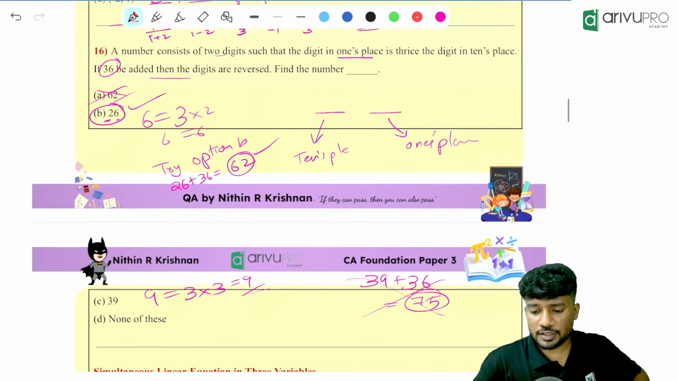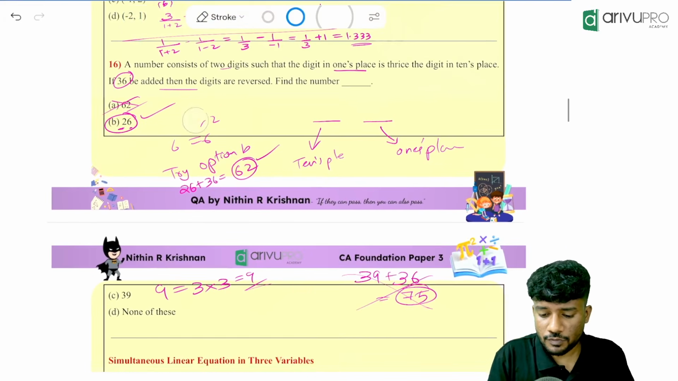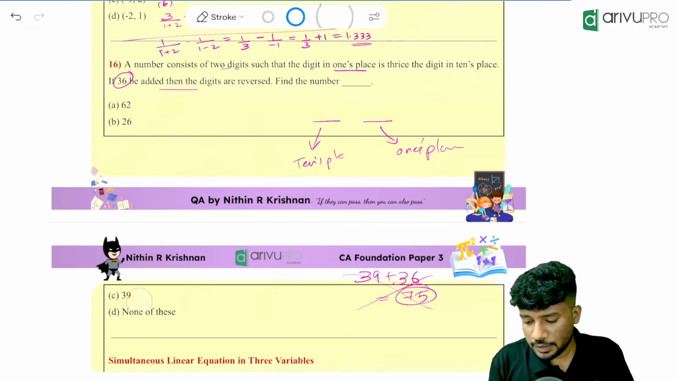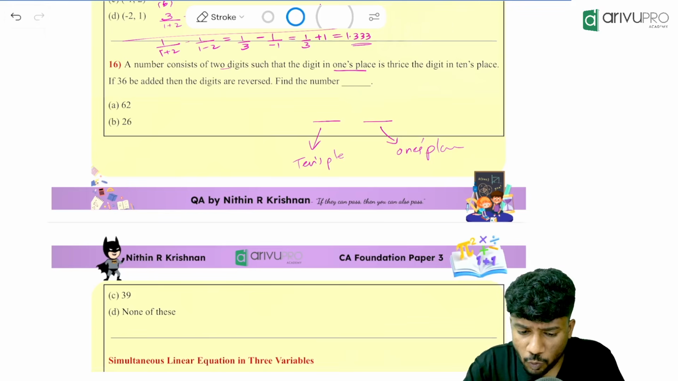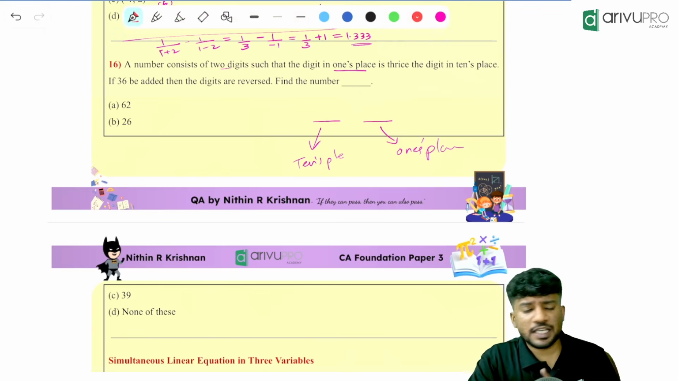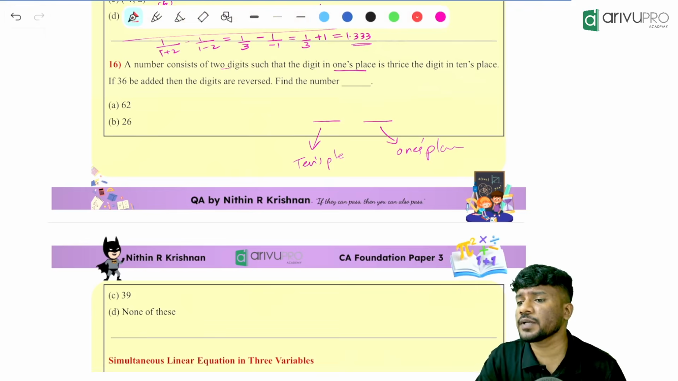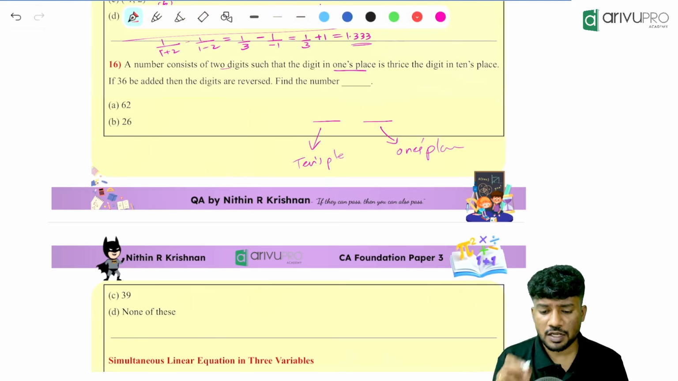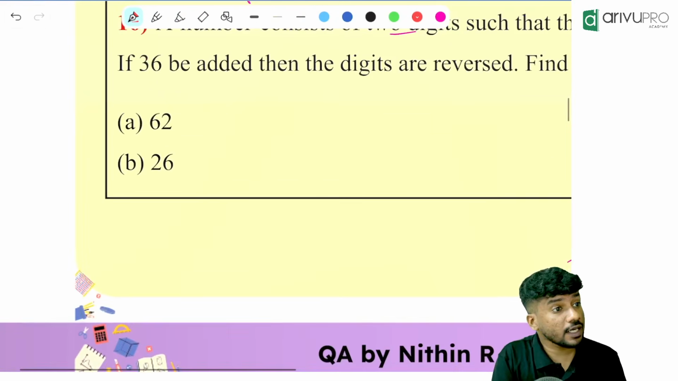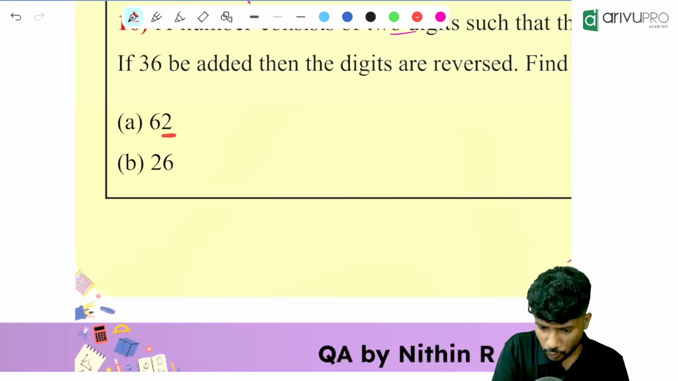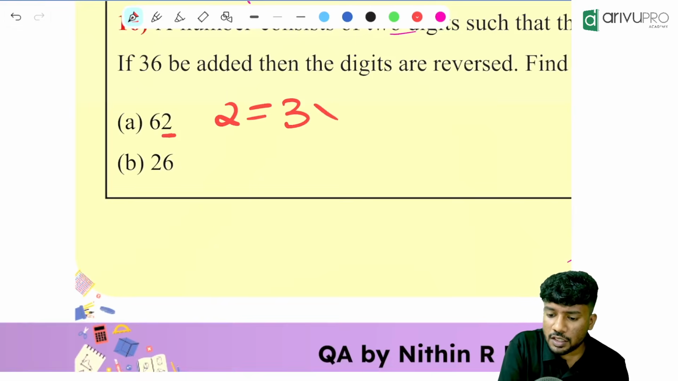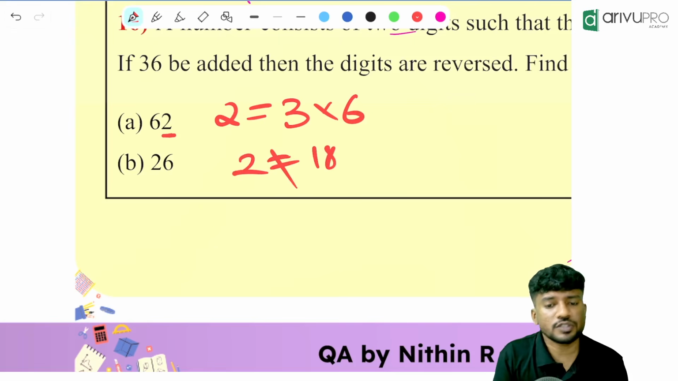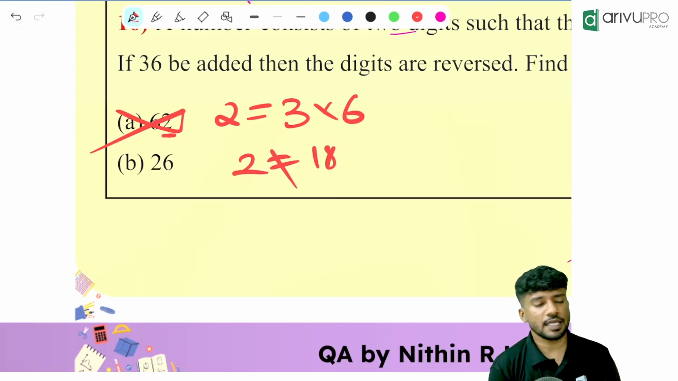So what are they telling in this question? There is a 2-digit number and the given condition is that the ones place is thrice the digit in the tens place. Looking at the options, who is in the ones place? 2. Is 2 thrice the digit in the tens place? 2 is not equal to 18. That means option A is wrong.